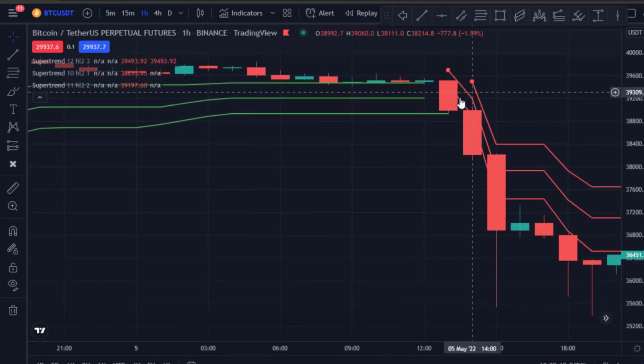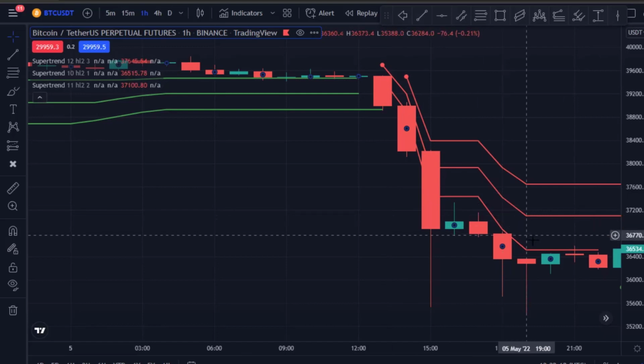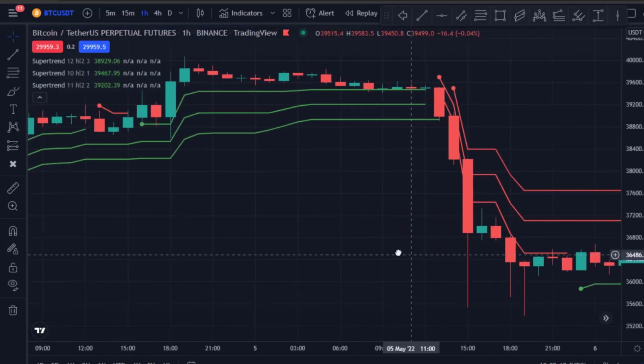Let's look at another example. In this chart, we can see that the top line turns red, but the other two lines are still green. So you don't want to take any position yet. Next, you can see all the lines are now colored red. So this is where you want to take a sell position.